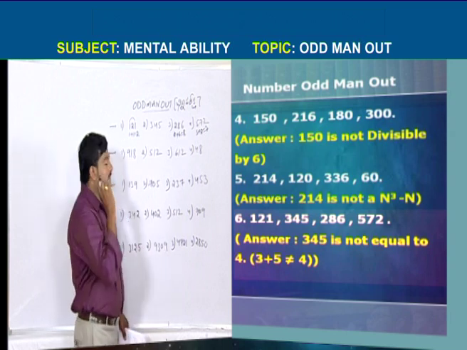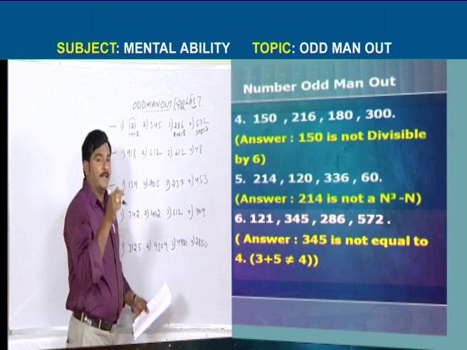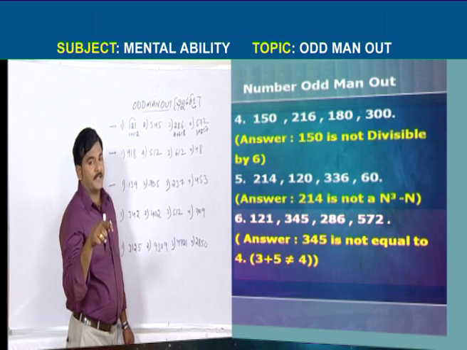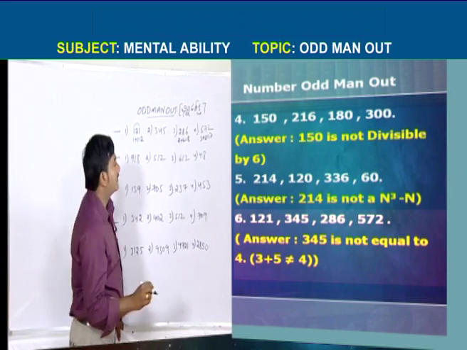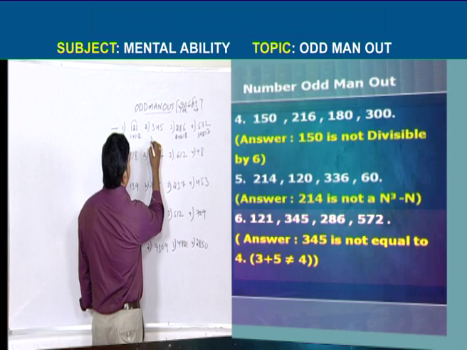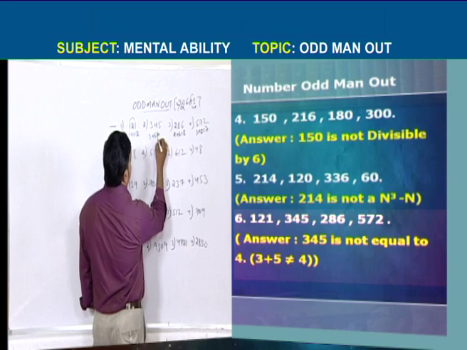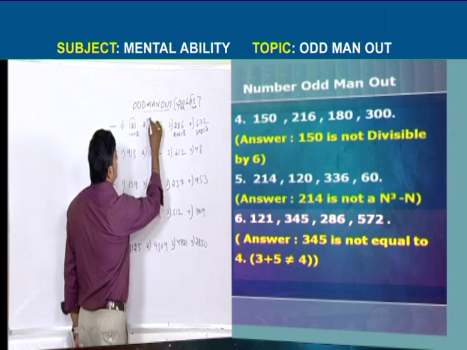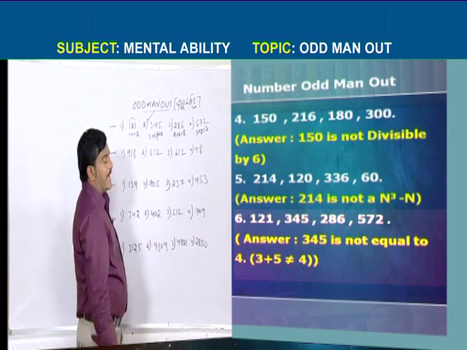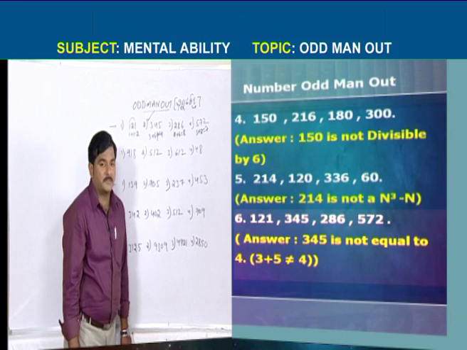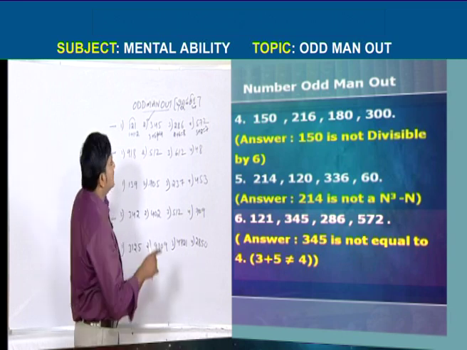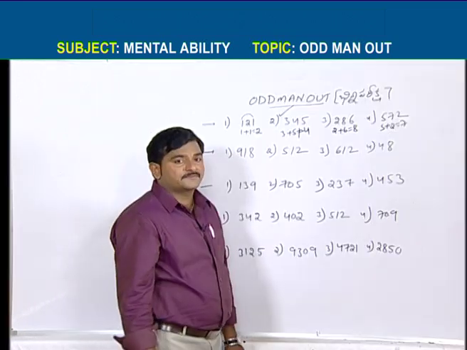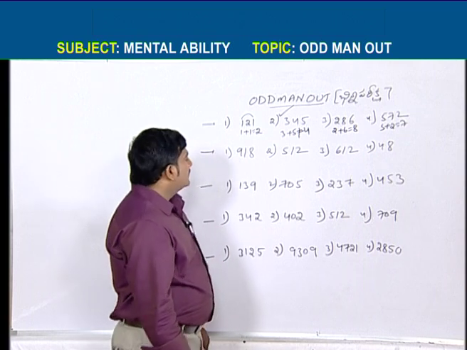The concept involved here is that when I add the starting number and the ending number, I get the middle number. But are we getting 3 plus 5 is equal to 4? No. That's why the logic involved in this question is adding the first number and last number to get the middle number. So that is not possible in the second option. That's why the second one is the answer.